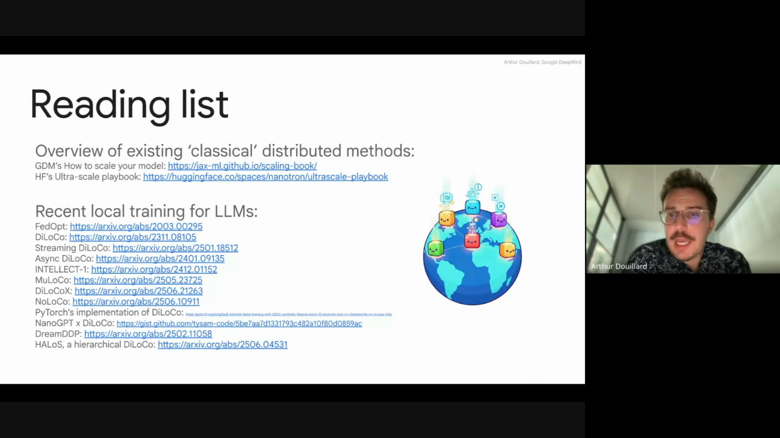Anonymous asks: any Python libraries to start with parallelism for beginners? Yeah, use Picotron. I should have put it in the links. I'm putting it here in the chat. Picotron from Hugging Face is a good way to learn parallelism on a very toy code base.